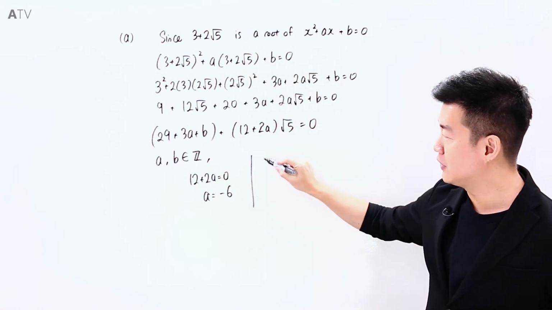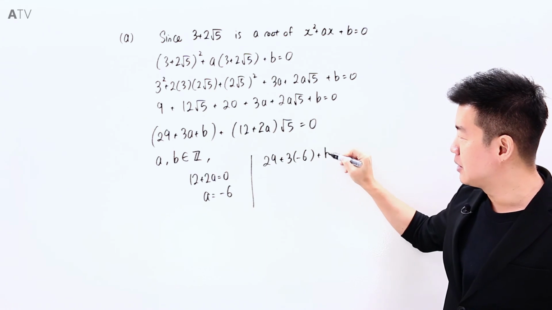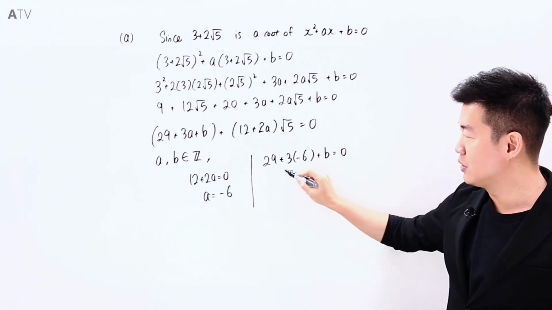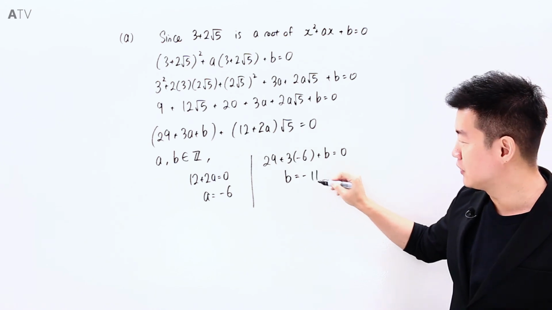So now we have 29 plus 3a, which is negative 6, plus b is equal to 0. I will be able to solve for b. b is equal to negative 11.